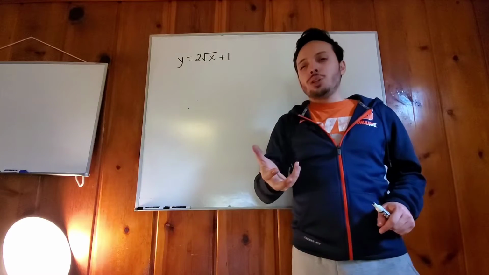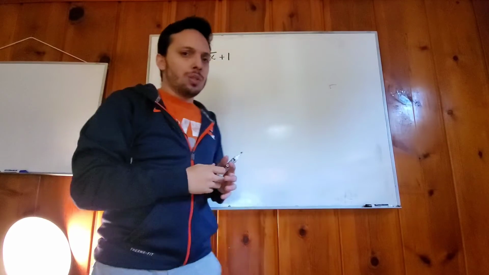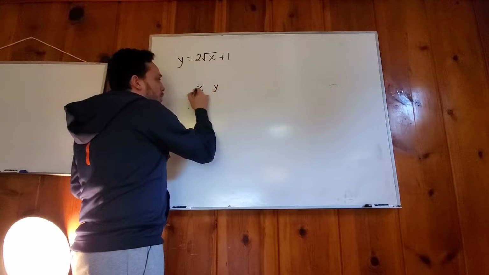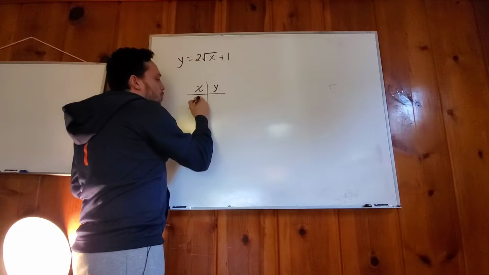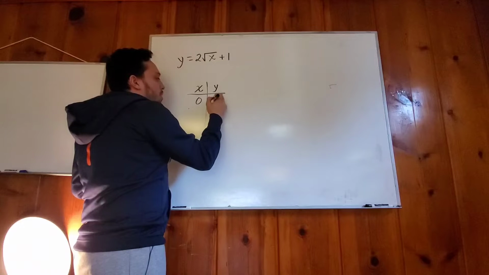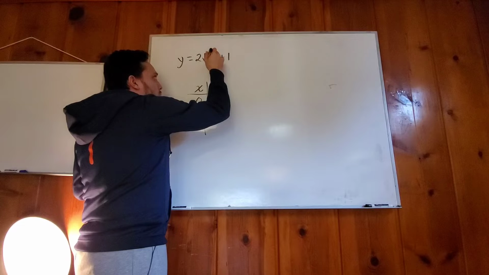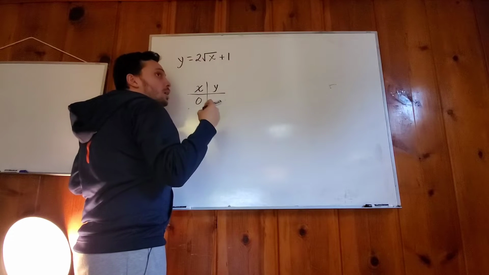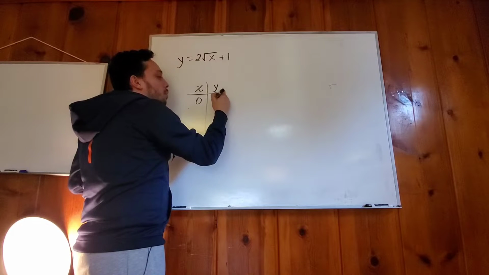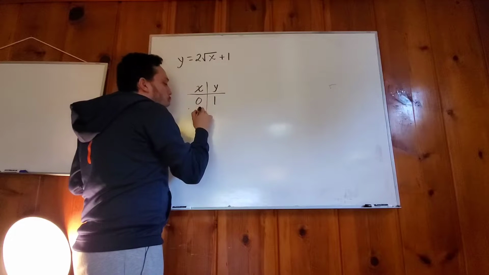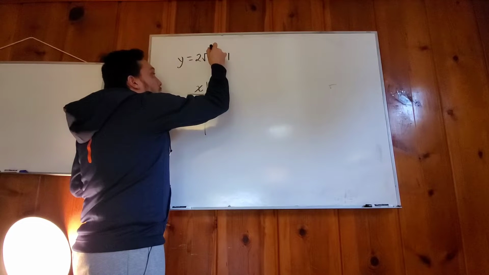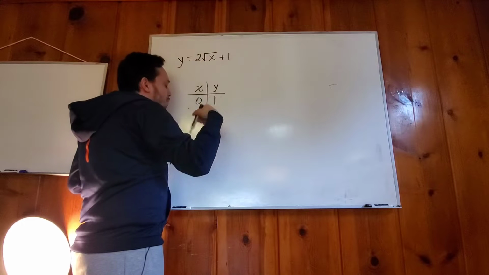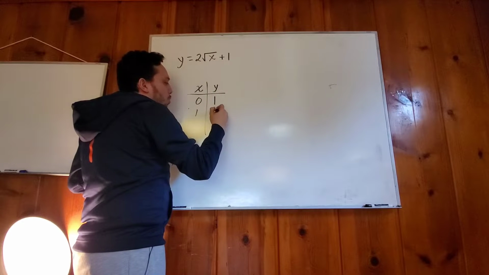Let's look at a table, because that's what they're asking us. The first column is x, always for the tables, and then y. My first number is going to be 0. When x is 0, the square root of 0 is 0. 2 times 0 is 0, plus 1 is 1. What about 1? The square root of 1 is 1, so 2 times 1 is 2, plus 1 is 3.